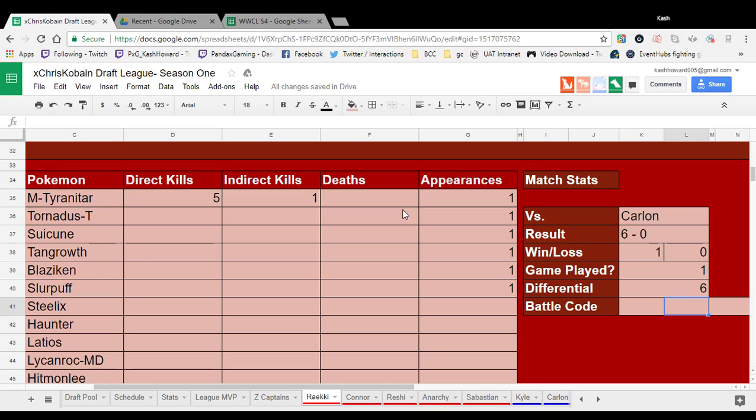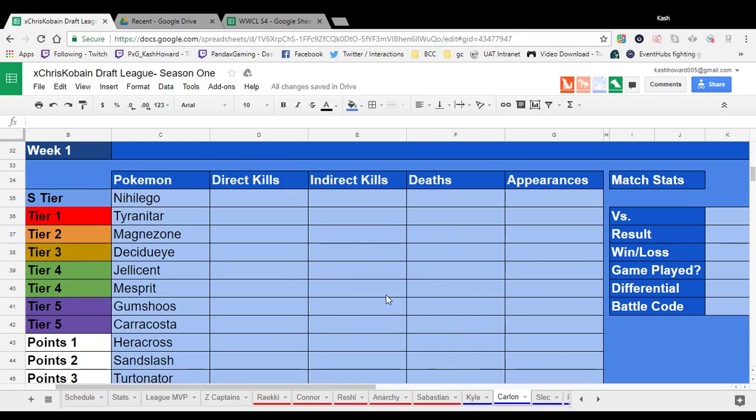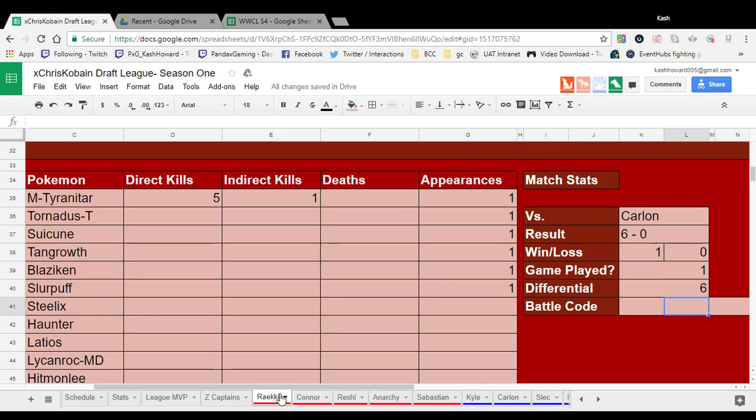Direct kills, obviously, Pokemon A killed Pokemon B. So Mega T-Tar used Crunch and killed, let's find one of Carlon's random pokes, crunched Jellicent and got the kill. Boom. That's a point right there for Mega T-Tar. Now, say it was the sand that killed Jellicent. Mega T-Tar wouldn't have gotten the direct kill, it would have gotten an indirect kill.